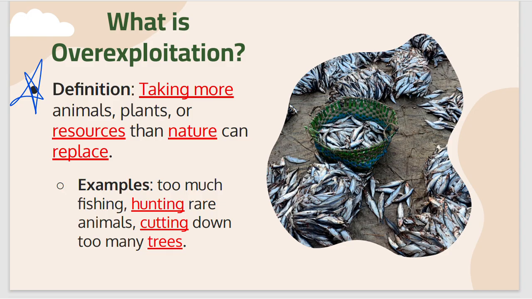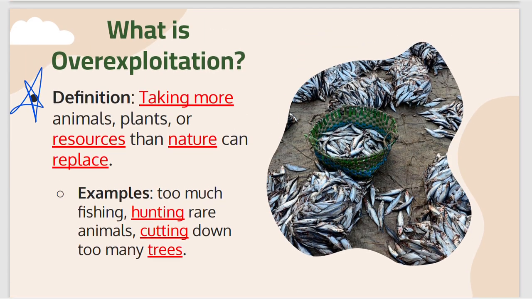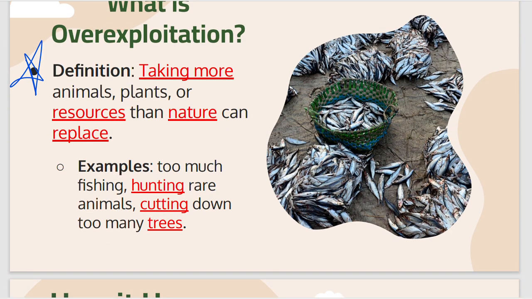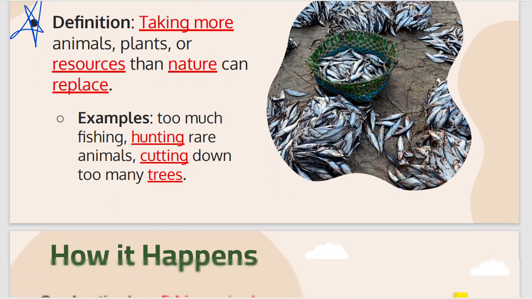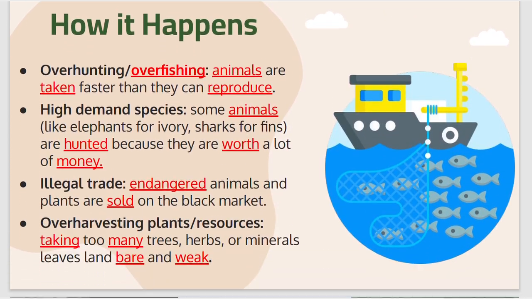If we're causing the deforestation to get these trees, then sometimes, as you'll notice, our human impacts can double dip. Where if the purpose of the habitat destruction was to take all of the resources, then overexploitation can cause habitat destruction. So a lot of these can overlap with one another, just kind of as a heads up. But overexploitation is taking more resources than nature can replace. So how does it happen?